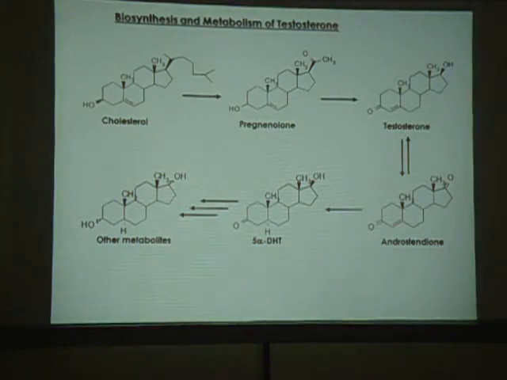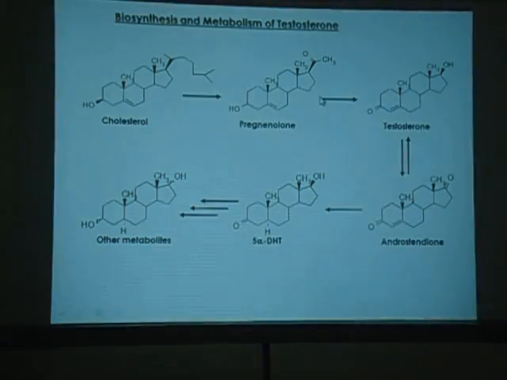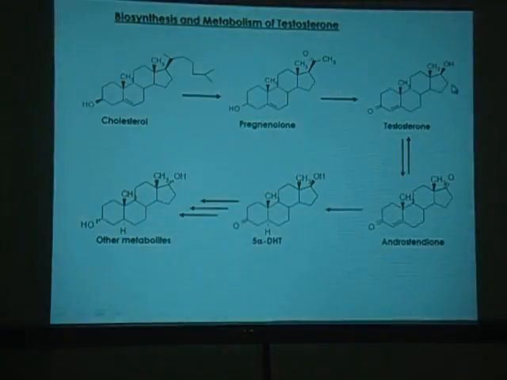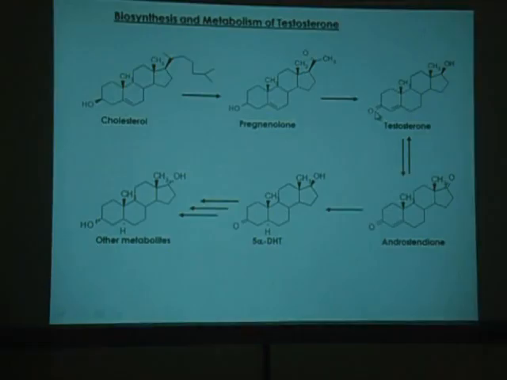The primary molecule for synthesis here is cholesterol. From this cholesterol, under the influence of the enzyme desmolase, it is converted to pregnenolone, and this pregnenolone is converted to testosterone by 2 pathways. There are some minor metabolites, which may be of lesser importance.